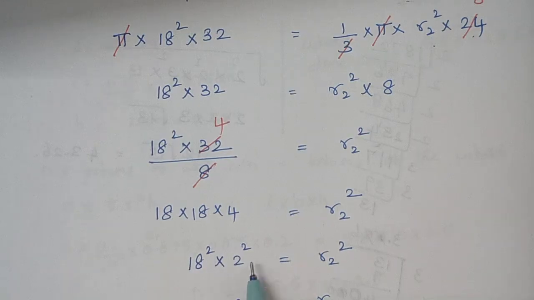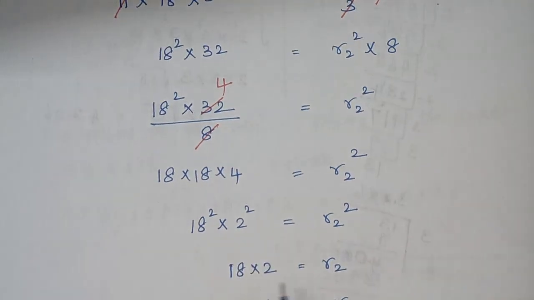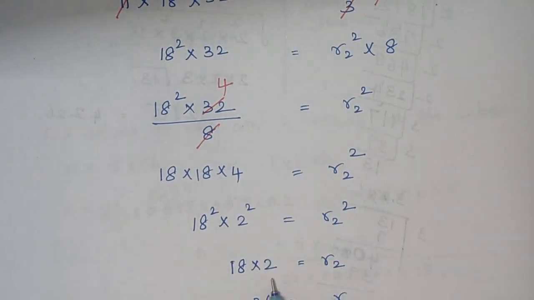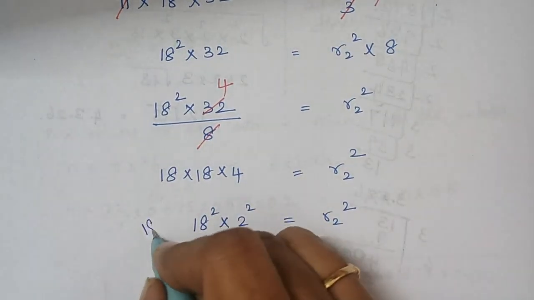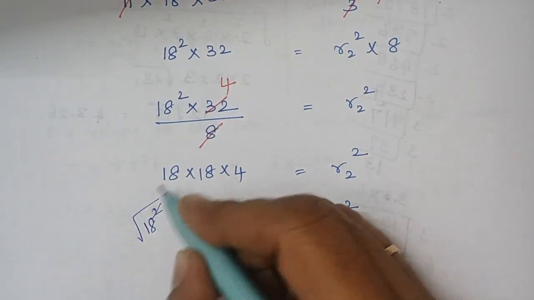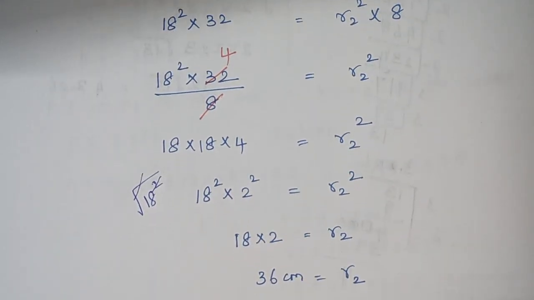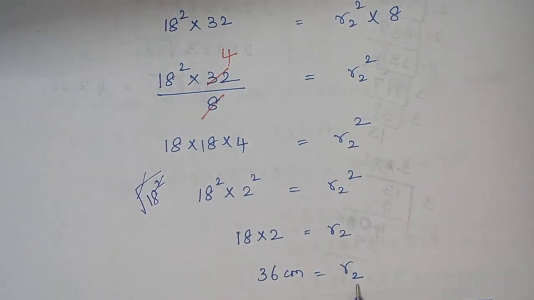So here we need only R2. Right. So when you take square root on both sides, you see 18 square becomes 18 and 2 square becomes 2 and R2 square becomes R2. Because when you take square root, that is 18 square into 2 square, this square and this root cancel, so that we will be having 18. So 18 into 2 is nothing but 36 centimeter. So this is the value of R2.